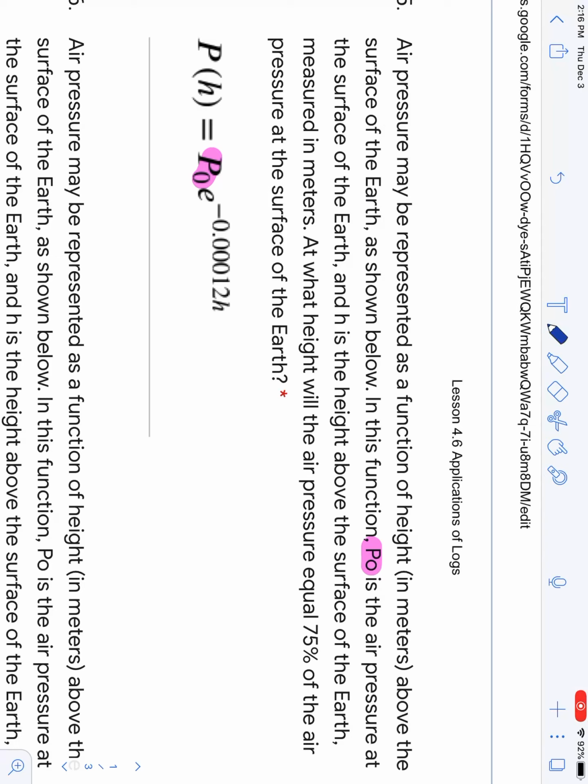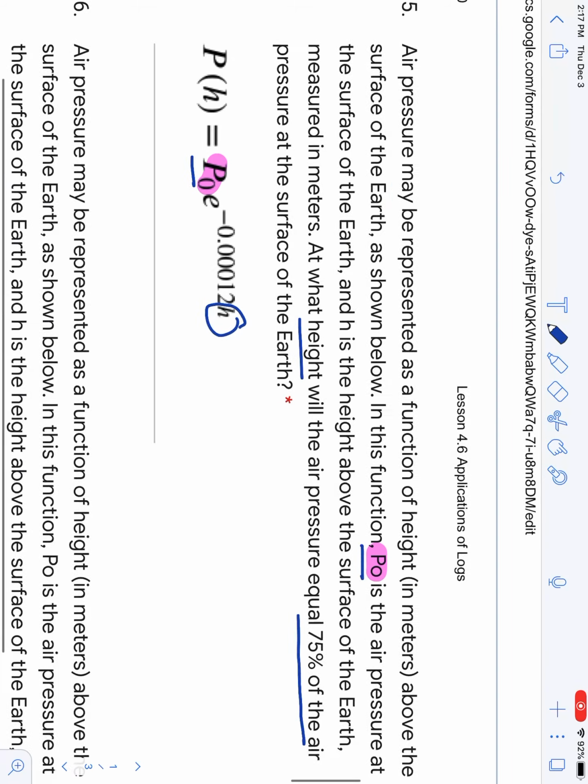Anytime you see a zero, a P0, this is your original starting point. This happens to be the air pressure on Earth. I want to know at what height. I'm going to be looking for h. At what height will the air pressure be 75% of the air pressure on Earth?